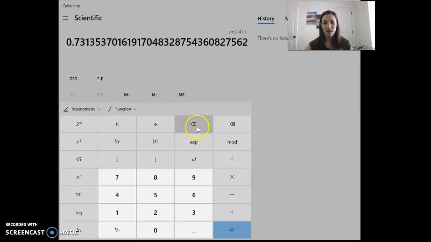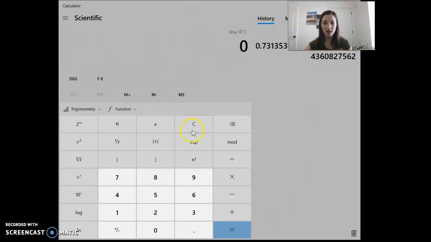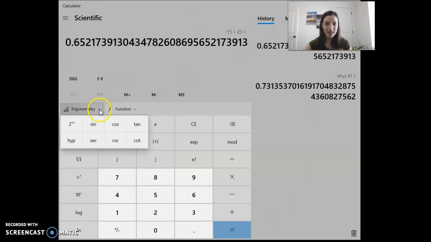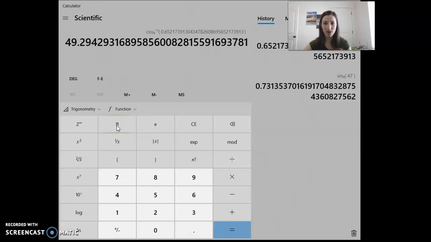If you want to do inverse trig functions, let's say that my side lengths, I've got a ratio of 15 divided by 23, and I'm going to hit enter there. And then I want the inverse cosine of that, so I'm going to go second and then cosine to the -1. And then notice that it gives me my angle measure now. So I've got that 49.29 degrees if we're rounding to the hundredths.